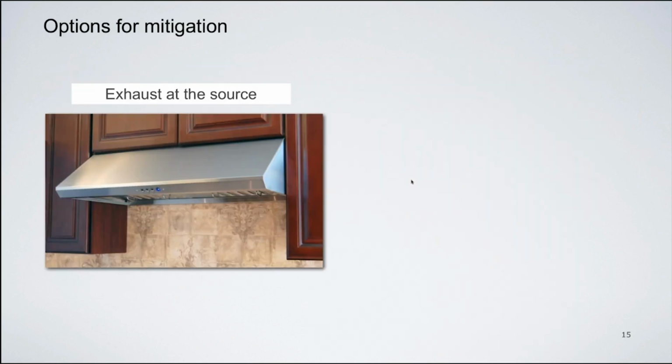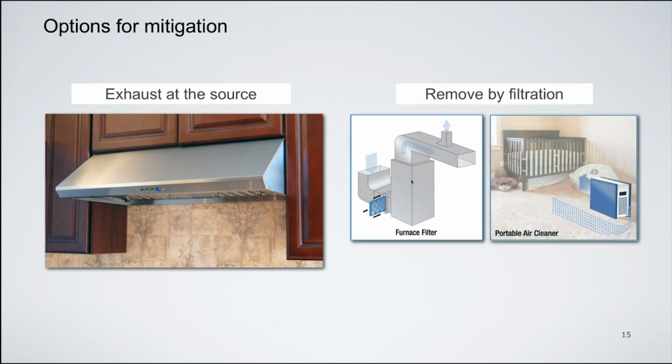When it comes to intervening in exposures inside our homes, we have two major techniques. One is, if it's a stationary, strong source like the cooking range, you can put an exhaust fan as near to the source as possible, and you can capture those particles before they get the chance to mix in with the rest of the house air.